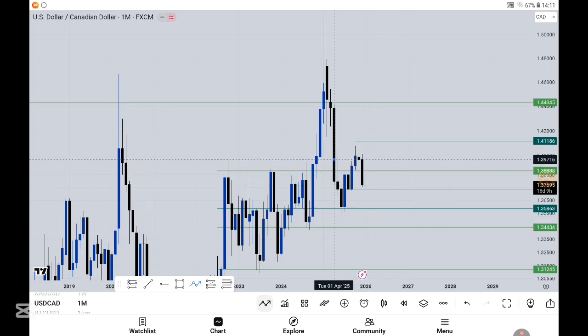You can see when this pullback happened into the range, the market retested this level, gave a weak rejection downward and moved to this lower part. So we're expecting it to do the same if the candle closes like this, below this level. So now I'm going to move to the weekly time frame.